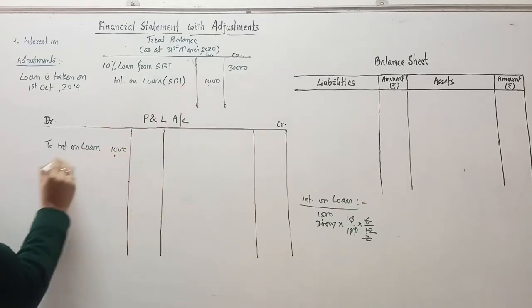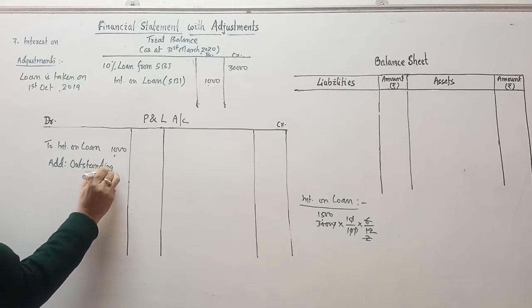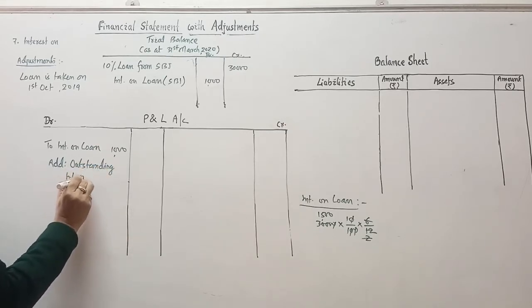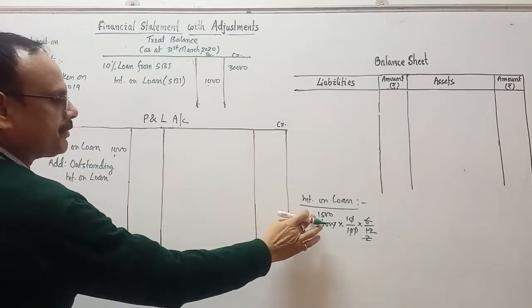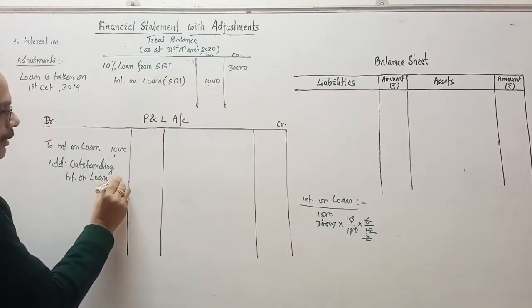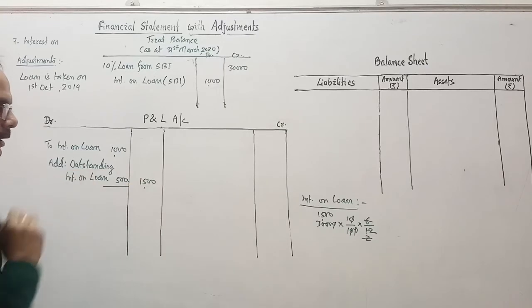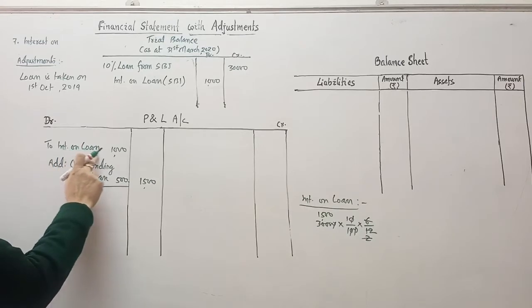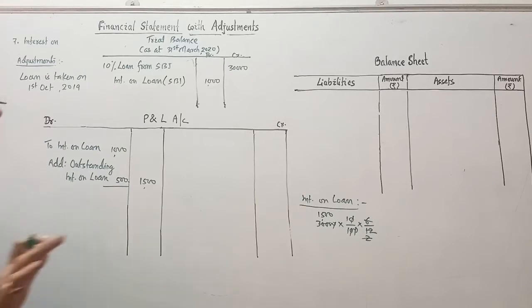Okay. Add outstanding interest on loan. How much is it? Outstanding interest is 1,500 as per our calculation and here it is 1,000. It means 500 is outstanding, not yet paid. So total interest on loan is 1,500. So we'll write it this way, 1,500. Total interest on loan: 1,000 is given in the trial balance and 500 is outstanding. How have we calculated this outstanding?